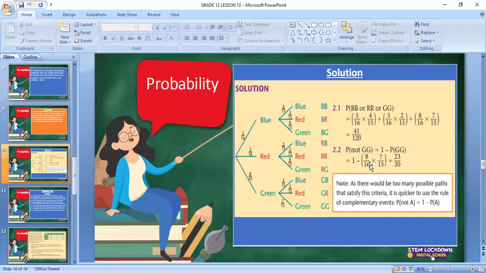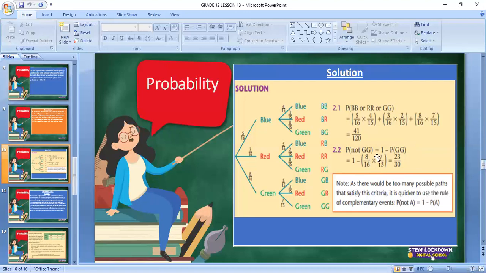Not means 1 minus the probability of that event. For example, if the probability that it's going to rain today is 2 over 5, then the probability that it will not rain today will be 1 minus 2 over 5, which is 3 over 5. So when you say probability of not, that means 1 minus the probability of that very event. The probability of not green will be 1 minus the probability of it being green.